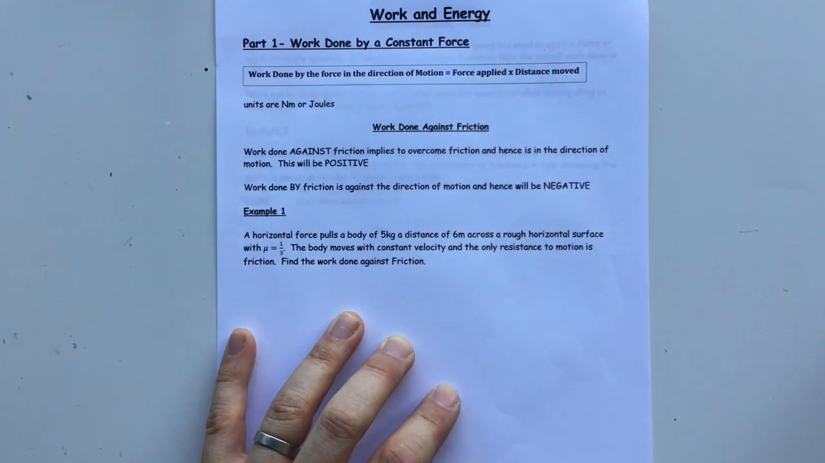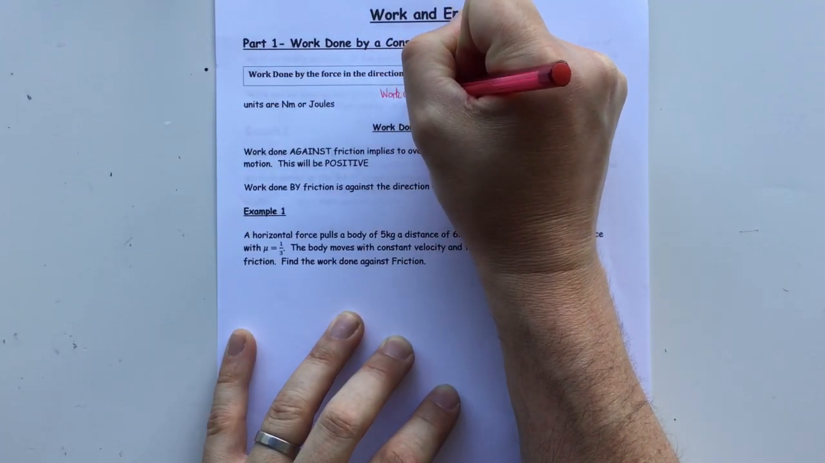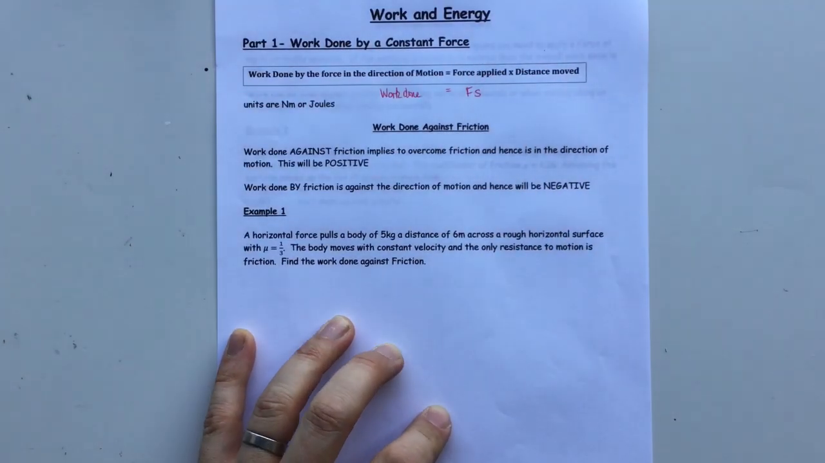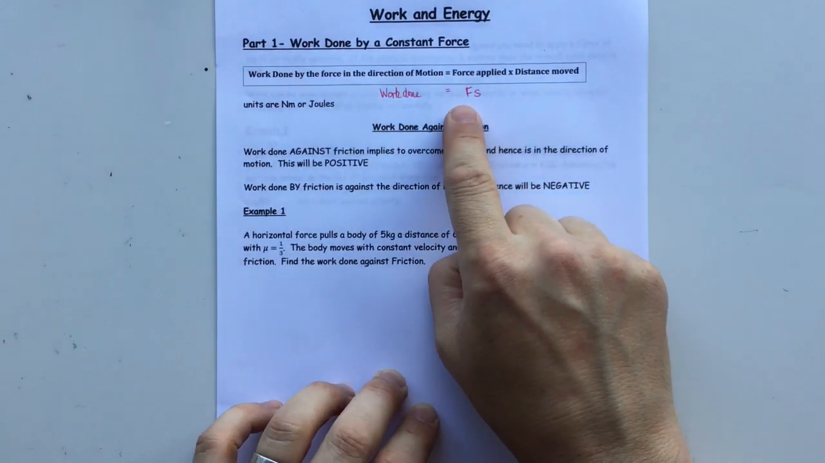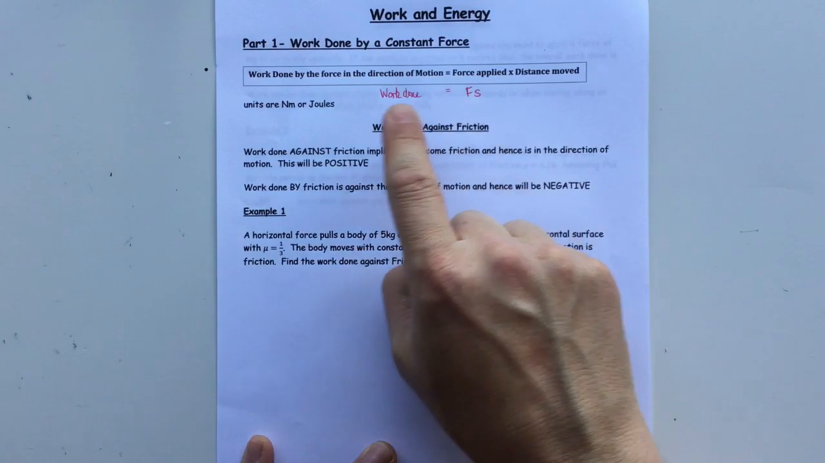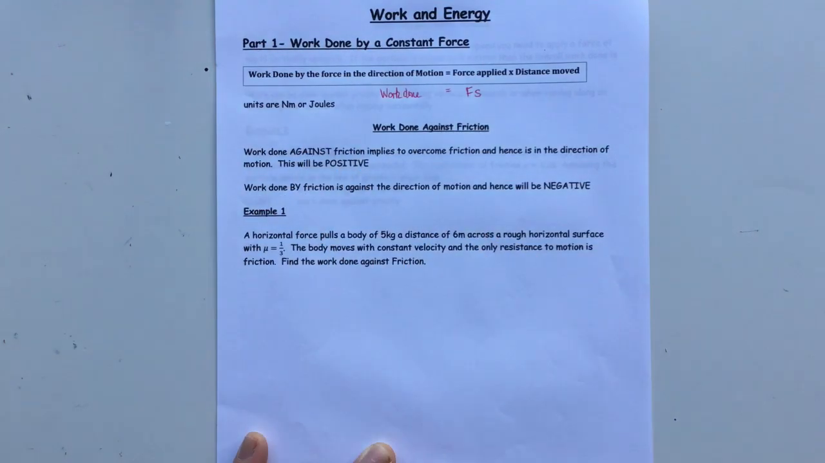So work done is force times displacement, Fs. And the units of force then are newtons and meters, Newton meters, but more often than not, we just call it joules. A capital J then will suffice for the units.